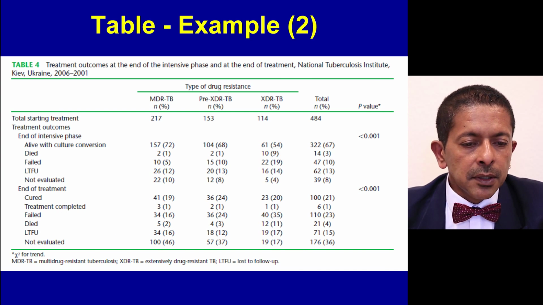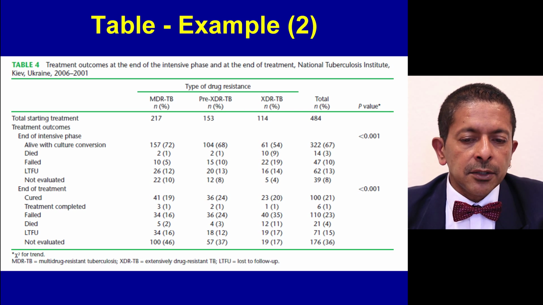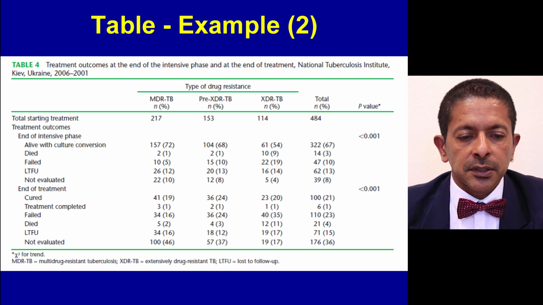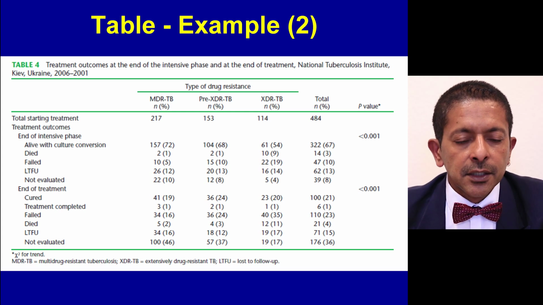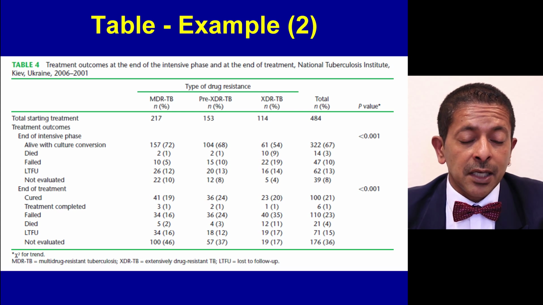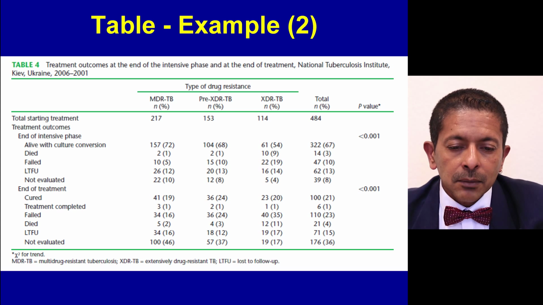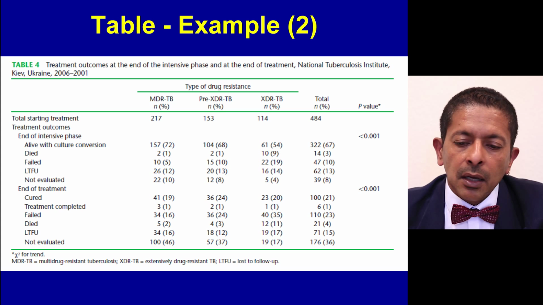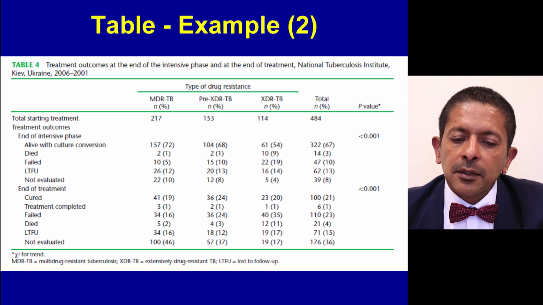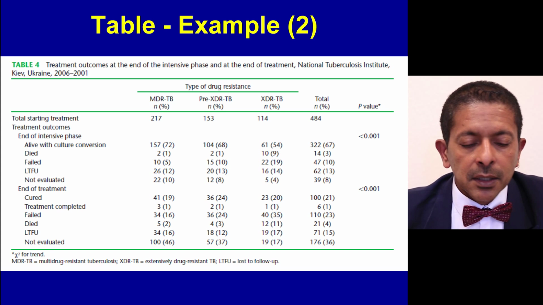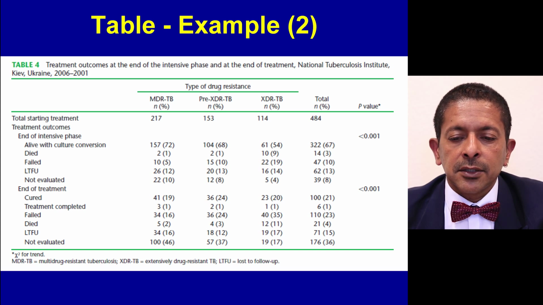Here's another table. Treatment outcomes at the end of the intensive phase and at the end of treatment, National Tuberculosis Institute, Kiev, Ukraine, 2006 to 2011. Now there's a mistake. It should be 2011, not 2001. But the table is quite easy to read. It's not clunked up. The person has rounded up the decimals for the percentage, and there are footnotes, and it's nicely done.